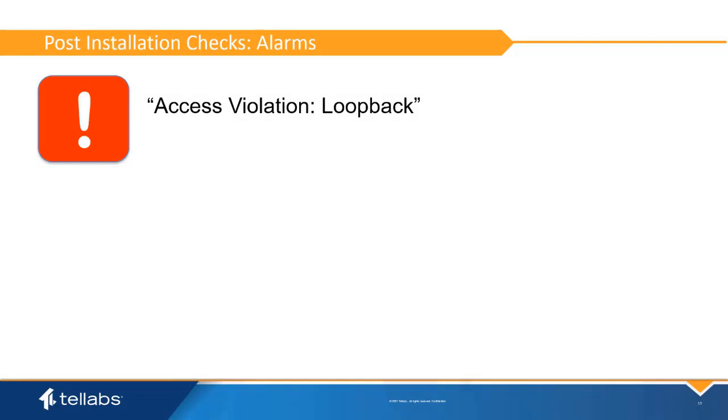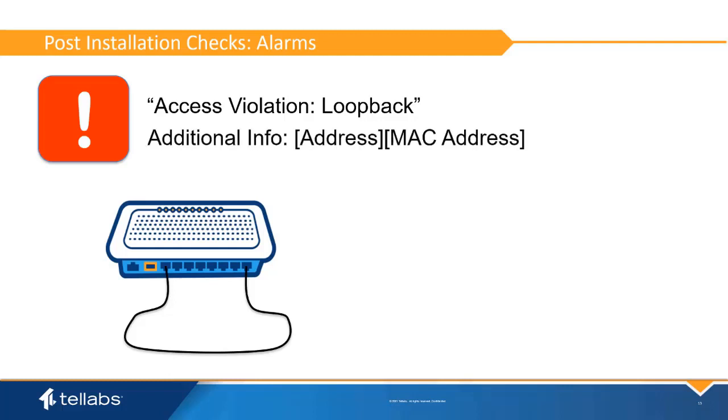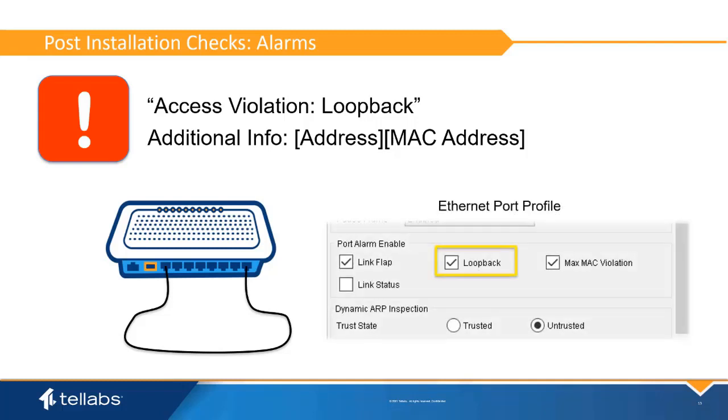Ensure no access violation loopback alarms exist. Loopback detection indicates physically looped ports. These ports will be blocked. The alarm will include the location of the loopback and MAC address. Verify loop detection is enabled in Ethernet port profile.